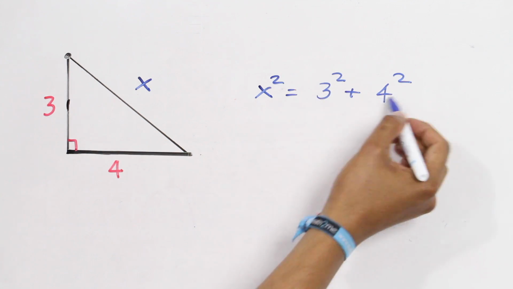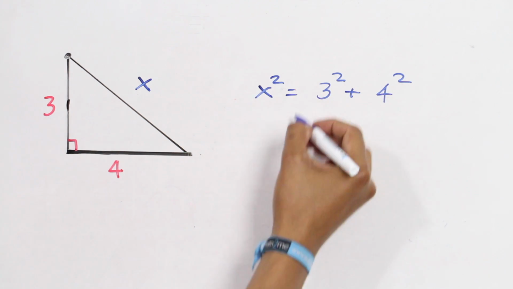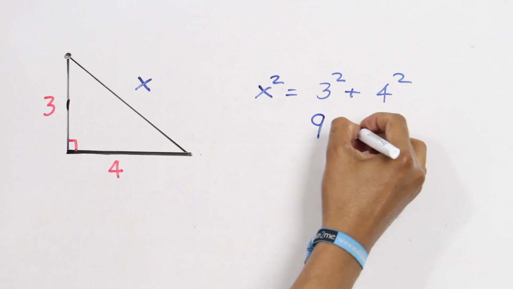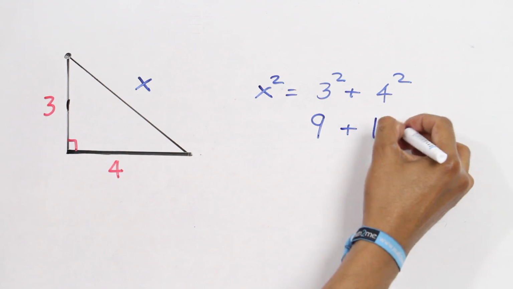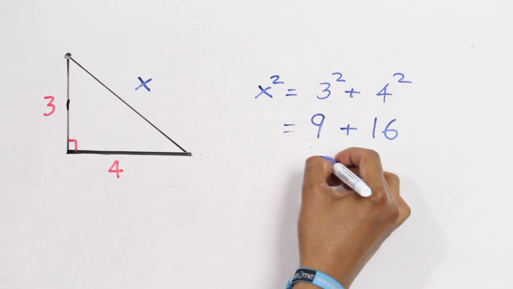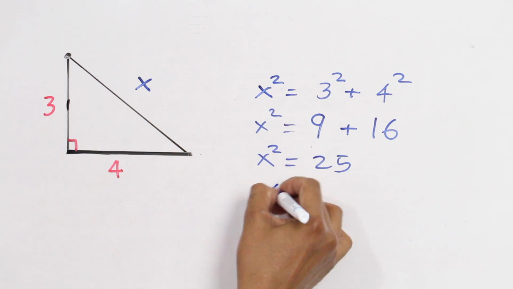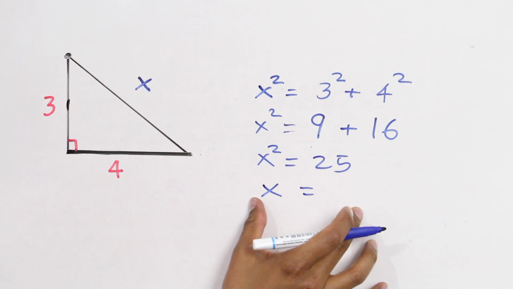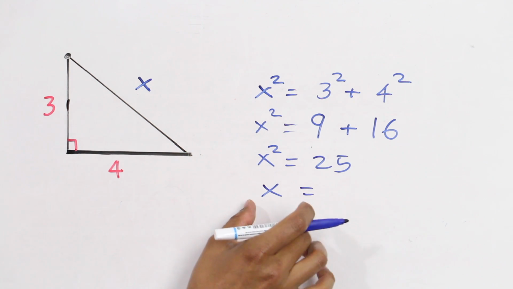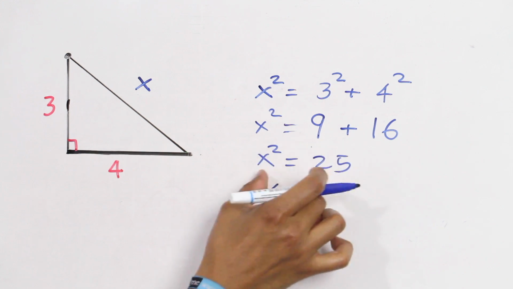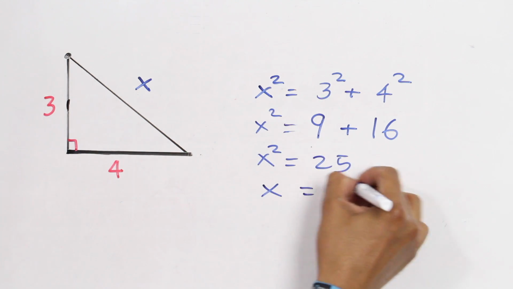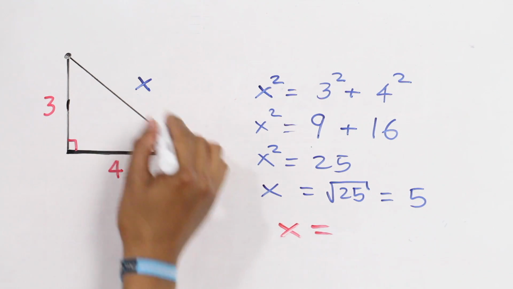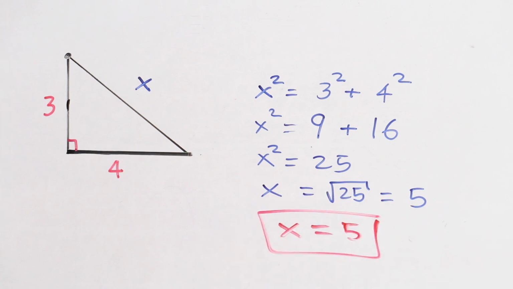Now I need to simplify the operation to get the value of x. So 3 squared means 3 times 3 equals 9, plus 4 times 4 equals 16, 9 plus 16 equals 25. And now it's time to isolate x, which is done using the square root on both sides of the operation. On the left side, the x and the squared cancel each other. And on the other side, we get the square root of 25, which is 5. And this is how we get the value of the hypotenuse in this problem.